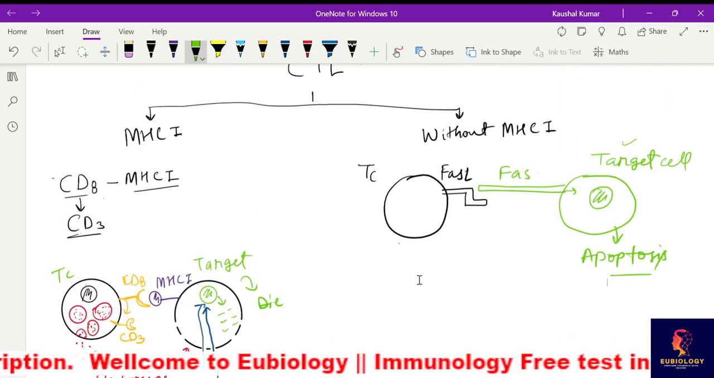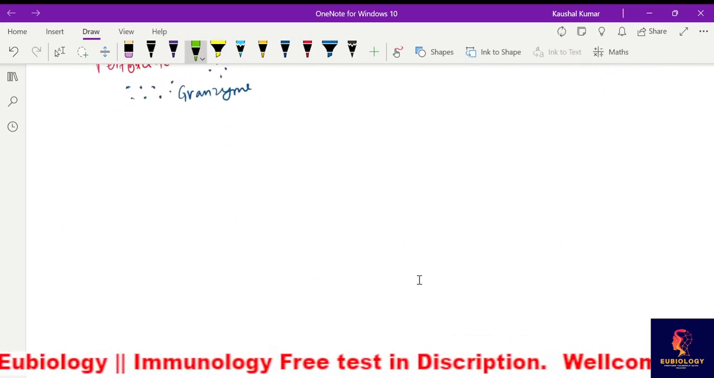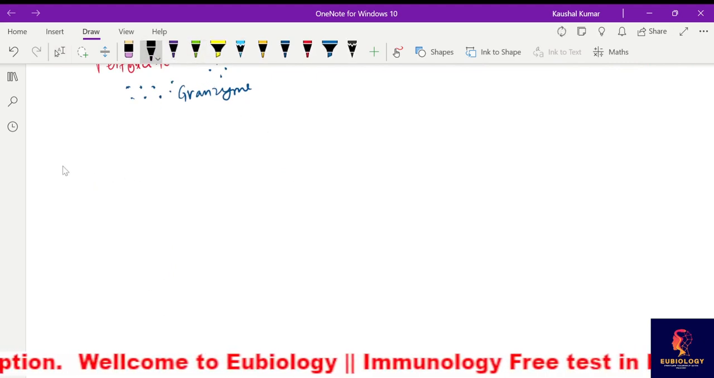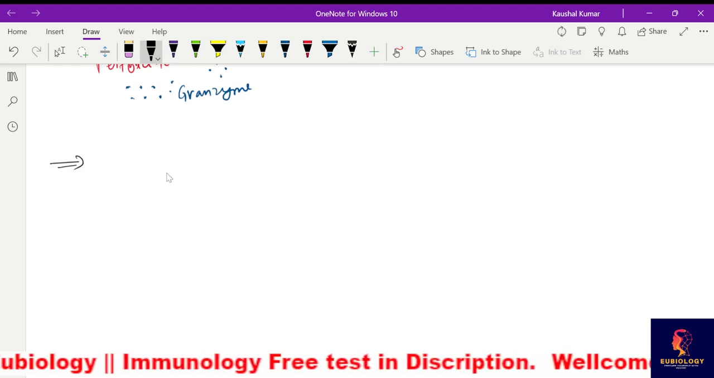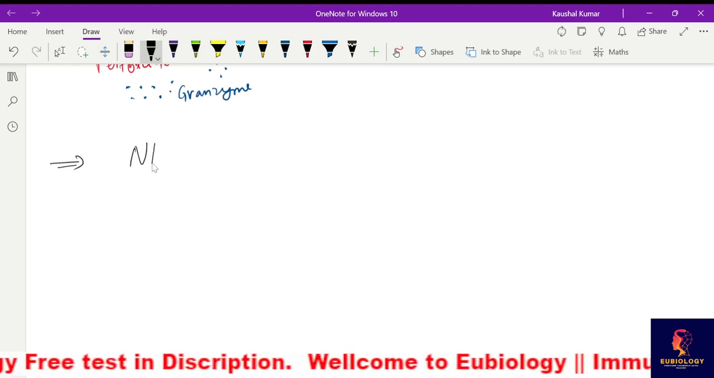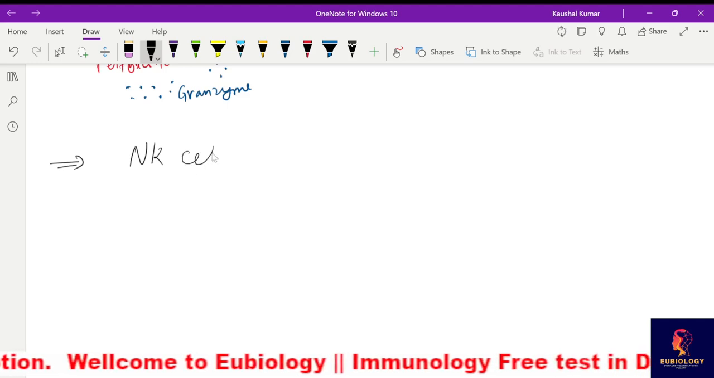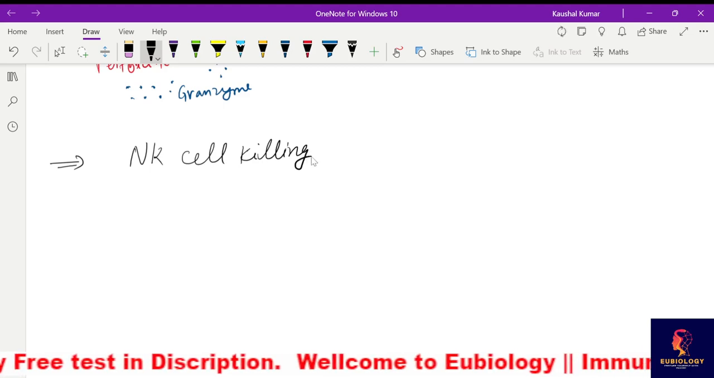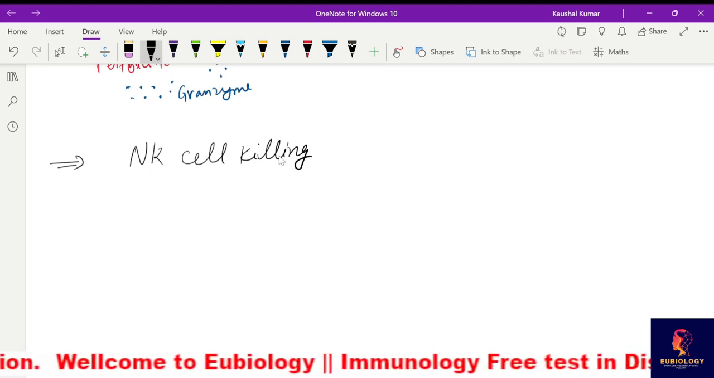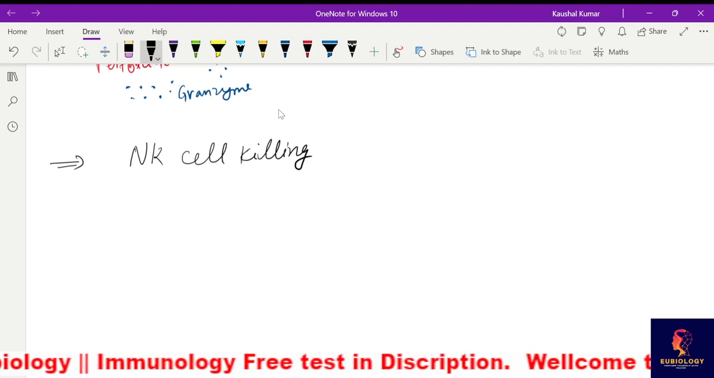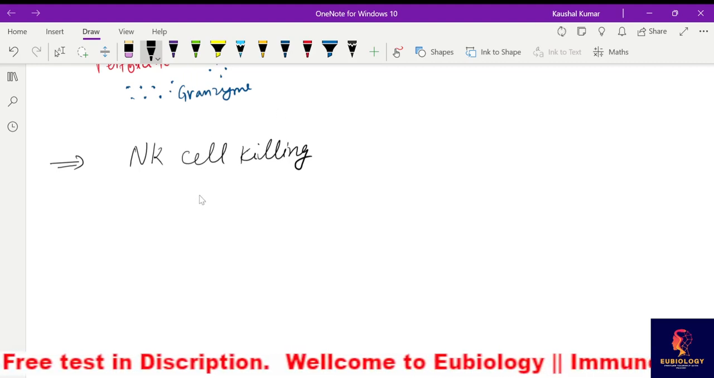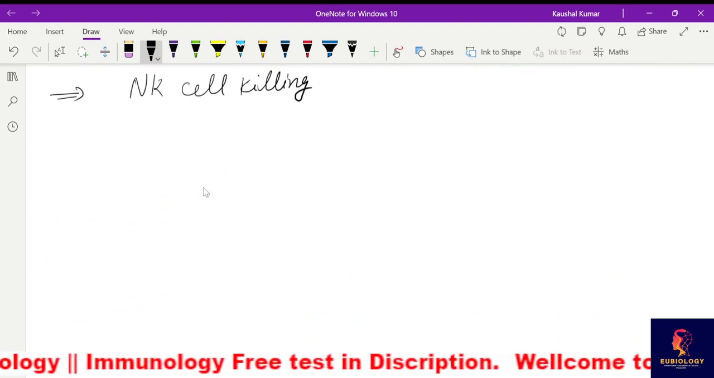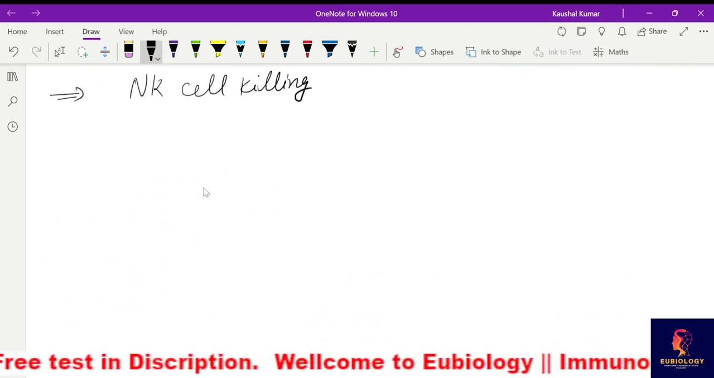Other than the cytotoxic T cells, the natural killer cells are also there, which help in the killing. Up to here, we understood how the cytotoxic T cells kill. Now we'll see natural killer cell killing. The way of NK cell killing is almost the same as the cytotoxic T cell, which interacts with the MHC molecule, but a few things are different.